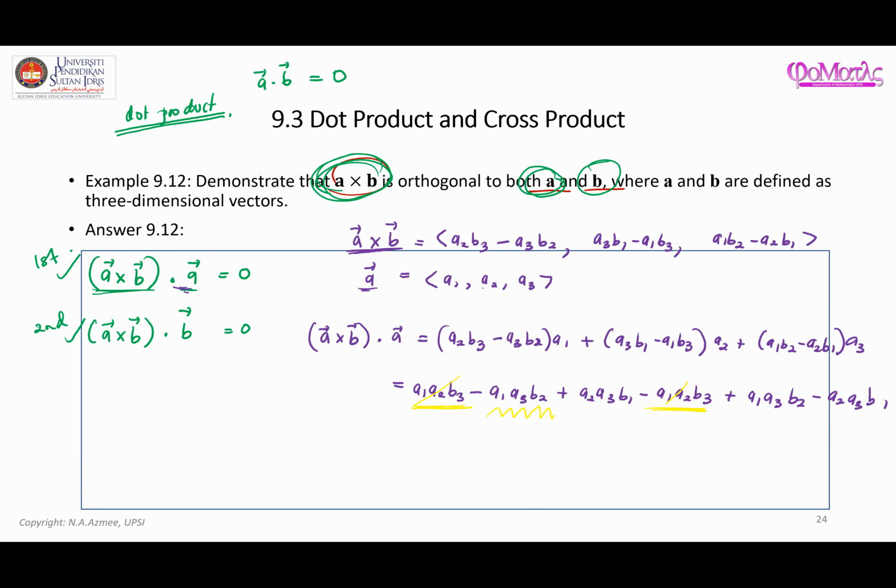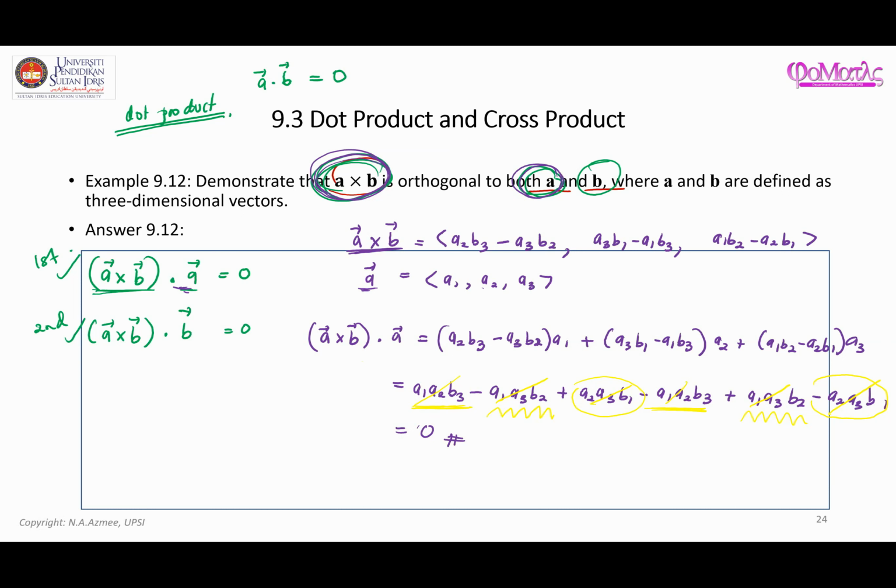Next, for this one, A1, A3, B2, a negative component, but this one here we have A1, A3, B2, which is a positive component, that can also be cancelled out. And of course, you can see that this one is positive A2, A3, B1, and this is the negative A2, A3, B1, which can also be cancelled. And you have managed to show that the answer is going to be 0, and this is just a number. So because of that, we can say that this vector here is orthogonal to vector A.